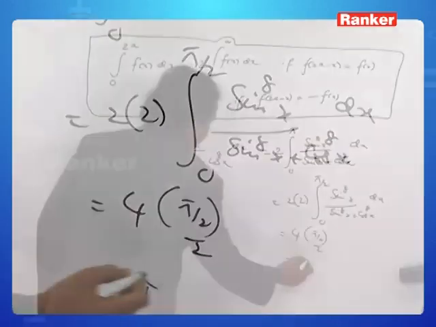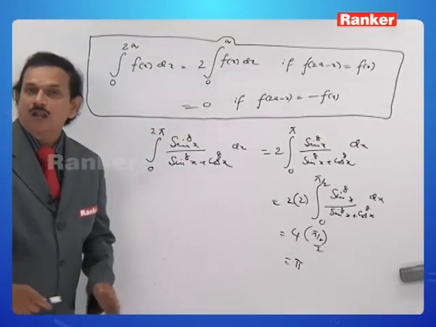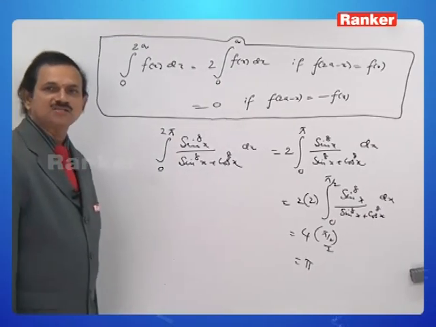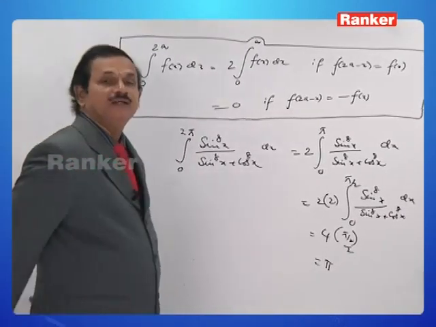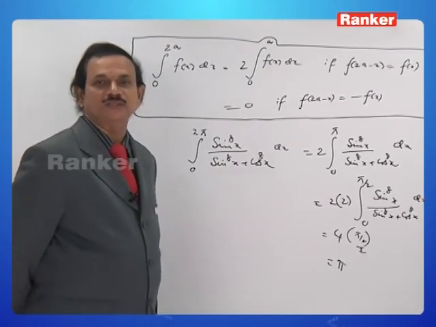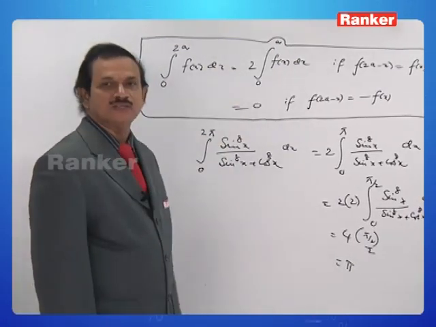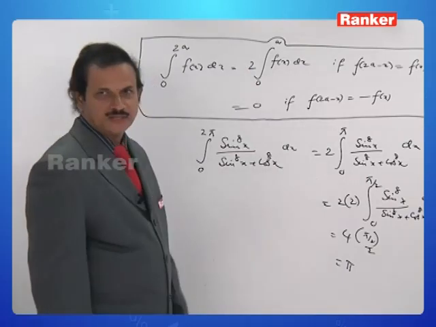What will be the answer for this? It is pi. Likewise, you are supposed to get it simplified. Like that we get the answer. And this is the utility of this theorem. This is the utility of the theorem.